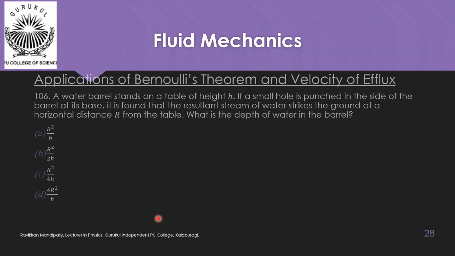Then, question number 106. A water barrel stands on table of height H. If a small hole is punched in the side of barrel at its base, it is found that the resultant stream of water strikes the ground at a horizontal distance capital R from the table. What is the depth of the water in the barrel?